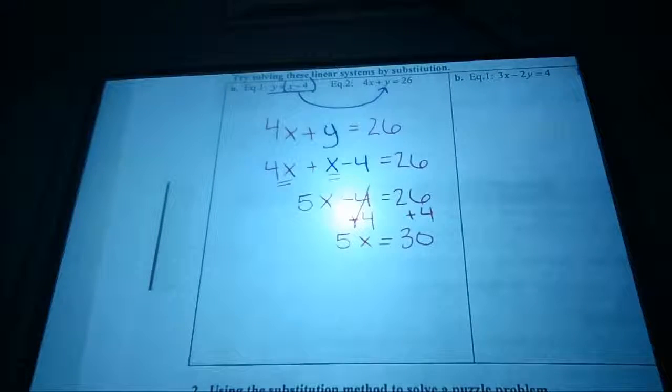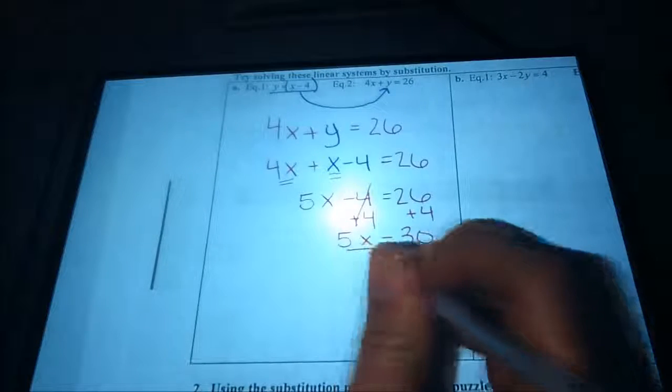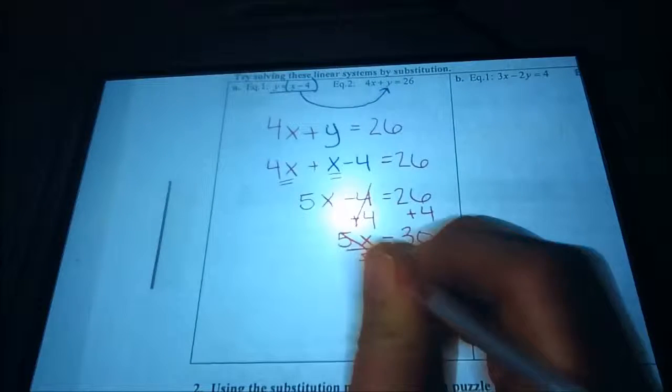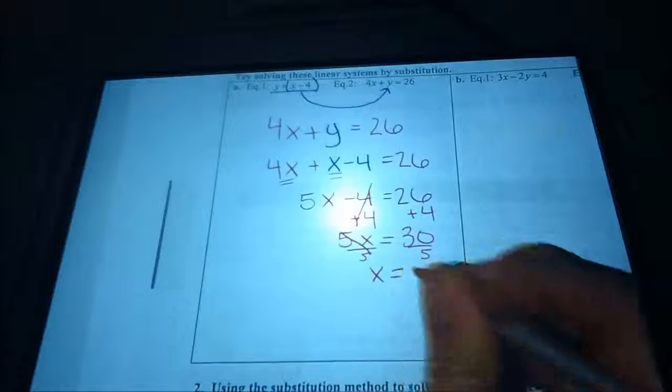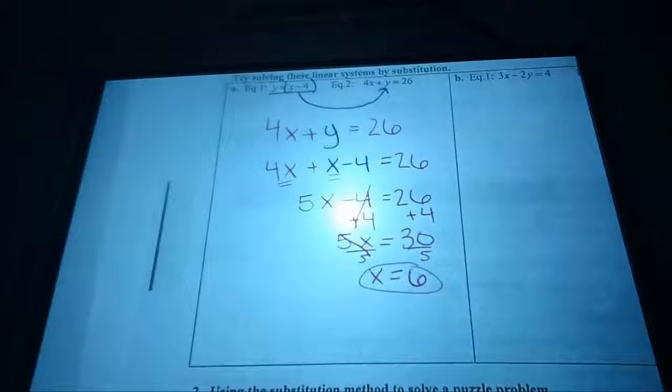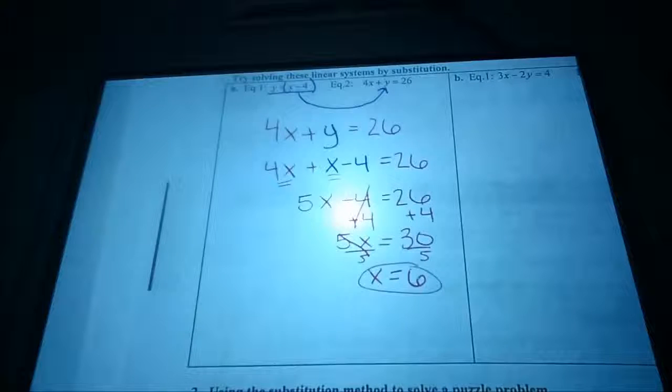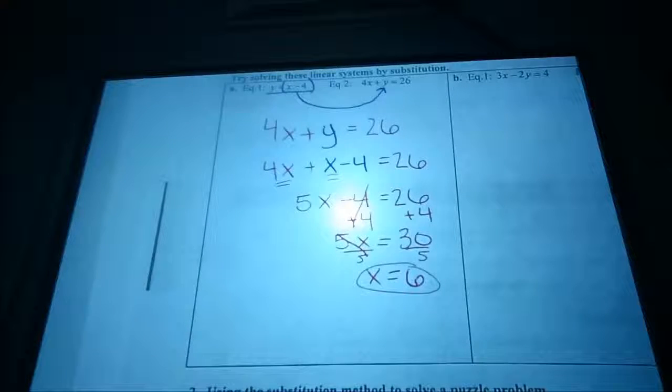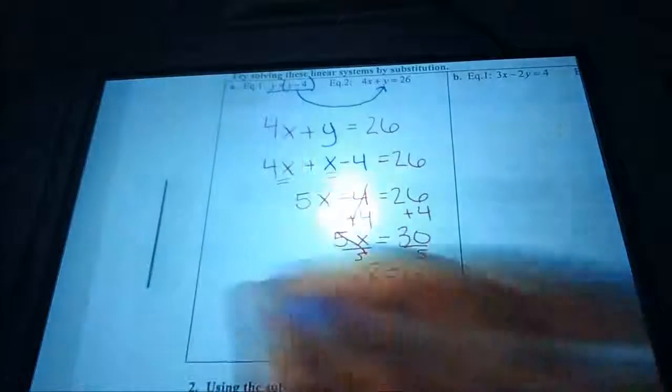See how I was taking up too much space, so I'm letting you know to try to condense here. 5x equals 30. How do I get x? Divide by 5, divide by 5. x equals 6. That's wonderful. But we're only halfway there. We also need to get what y equals. How could I do that? What do I know that y equals currently? y equals x minus 4, right?